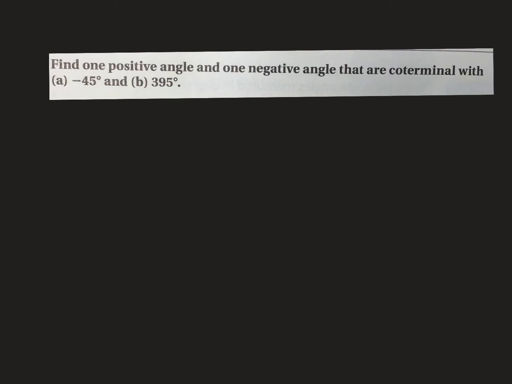All right, find one positive angle and one negative angle that are coterminal. Now, coterminal just means they look the same, but the measures are different. So let me show what I'm talking about here. The first one says negative 45 degrees. First thing I'm going to do is draw negative 45 degrees.